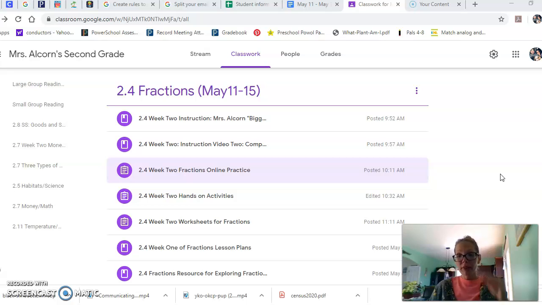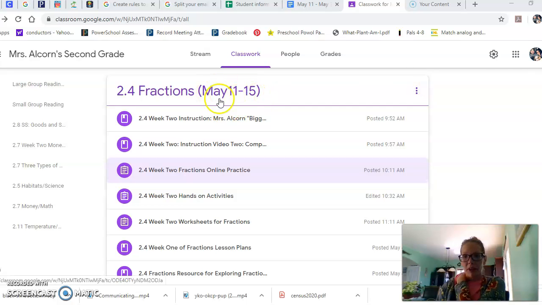I just wanted to go over some changes I did to Google Classroom this week, just so you're not confused. So I pulled up Google Classroom underneath fractions. I did update it for this week. You'll see May 11th through the 15th.